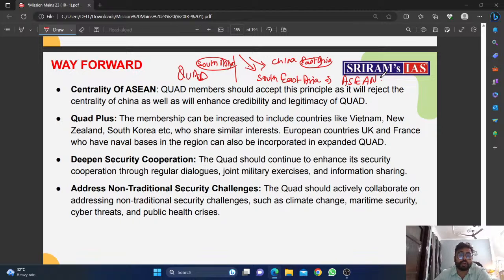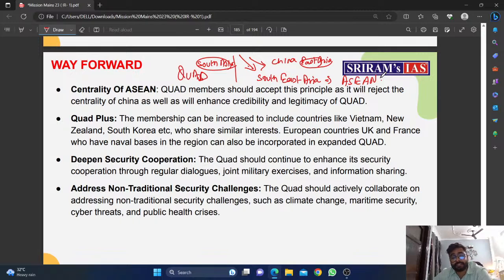Then there is something known as Quad Plus. Quad Plus will now include other members. If we expand the membership of Quad, it will try to maintain the balance with countries like China. So the Quad Plus can include Vietnam, New Zealand, South Korea and all these countries. Then deepen our security cooperation: we can enhance our security through more joint military exercises, more information sharing, data sharing, and then more dialogues.